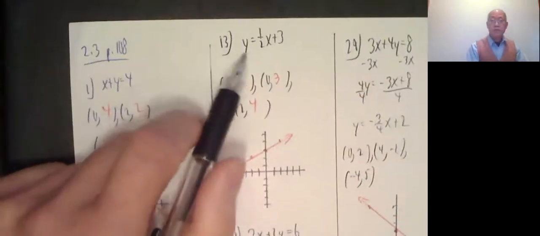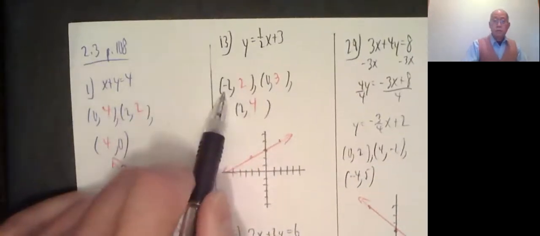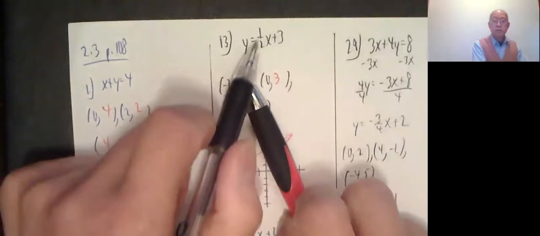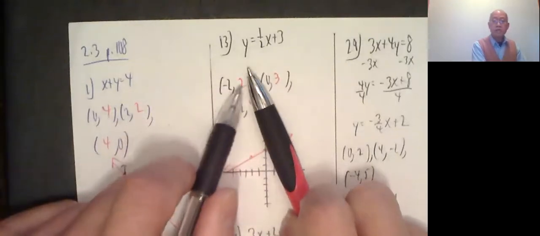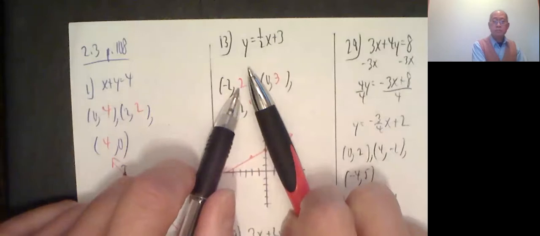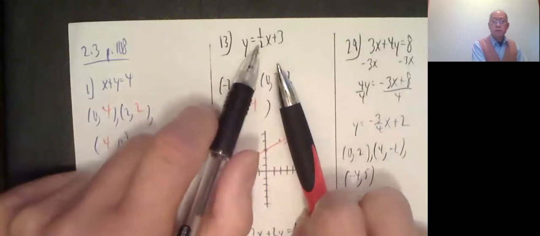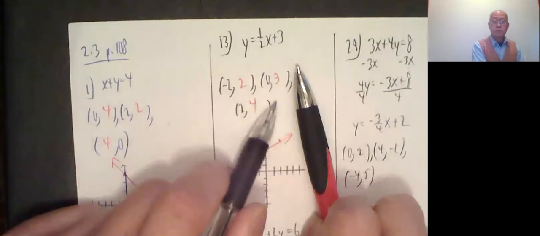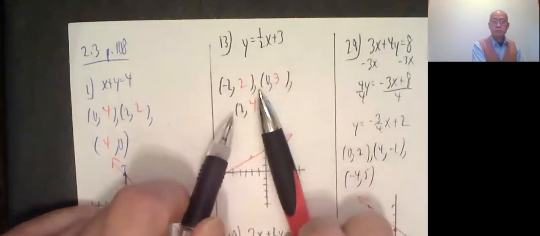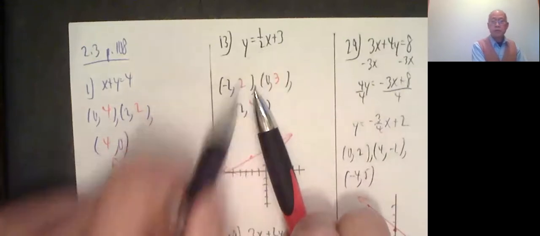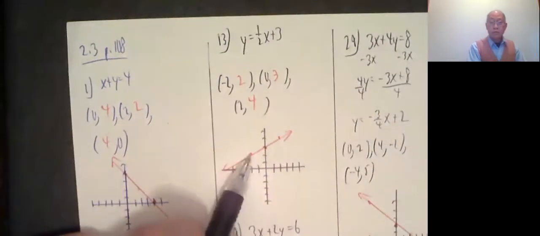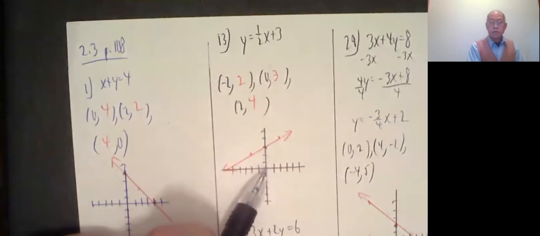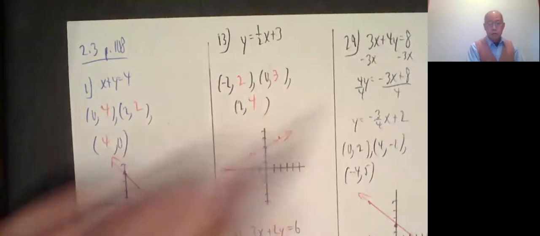13, Y equals half X plus 3. Okay. Plug in negative 2. 1 half times negative 2 is a negative 1. Negative 1 plus 3 is 2. Plug in 0. 0 times anything is 0. 0 plus 3 is 3. Plug in 2. Half of 2 is 1. 1 plus 3 is 4. Okay, negative 2, 2 is there. 0, 1, 2, 3. 2, 4, 1, 2, 1, 2, 3, 4. Connect them with a straight line.